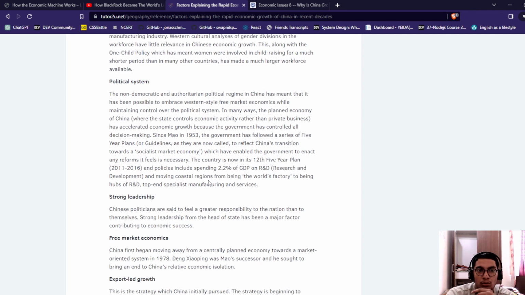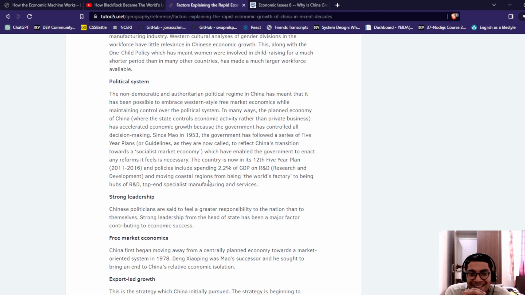Political system. The non-democratic and authoritarian political regime in China has meant that it has been possible to embrace Western-style free market economics while maintaining control over the political system. In many ways, China's economy, where the state controls economic activity rather than private business, has accelerated economic growth because the government has control of all decision making. Since the 1930s, the government has followed a series of 5-year plans, or guidelines as they are known, that reflect China's transition toward a socialist market economy. This enables the government to enact any reform it feels necessary.